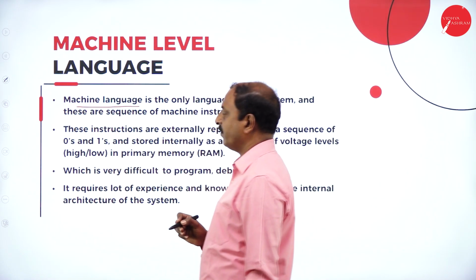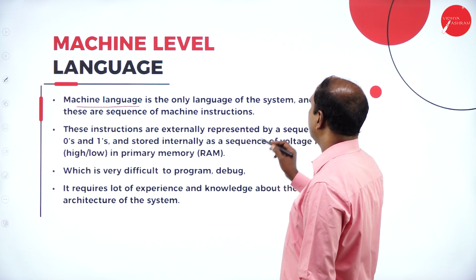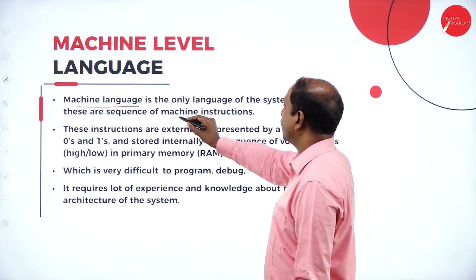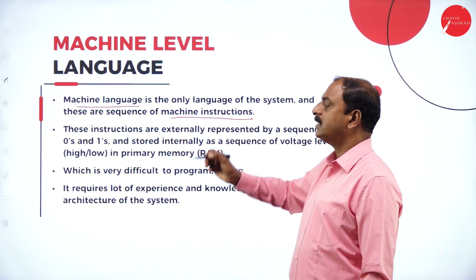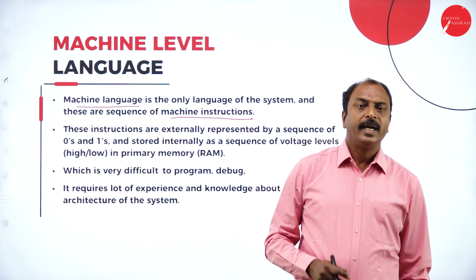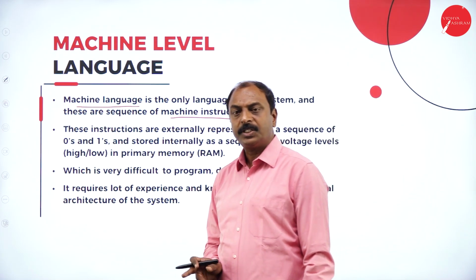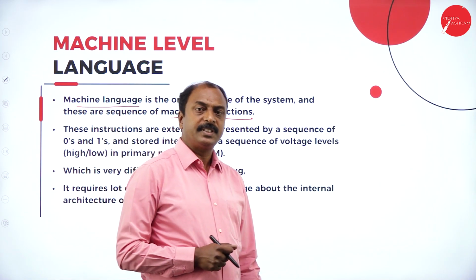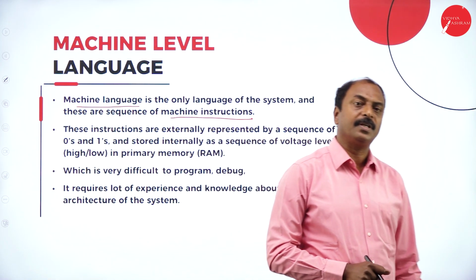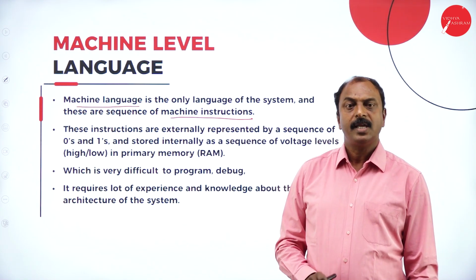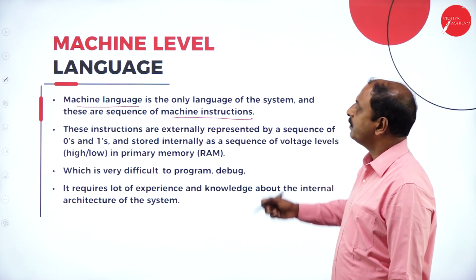What is a machine level language? It is the only language of the system, and these are sequences of machine instructions. This machine level language is the only language a computer can understand. So all instructions, or the user, has to follow the same rules and syntax of the particular machine level language. Even today, a computer can understand only machine level language.